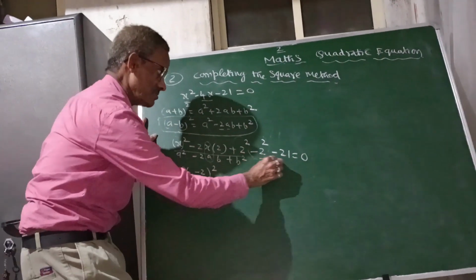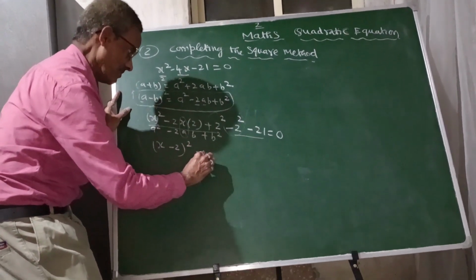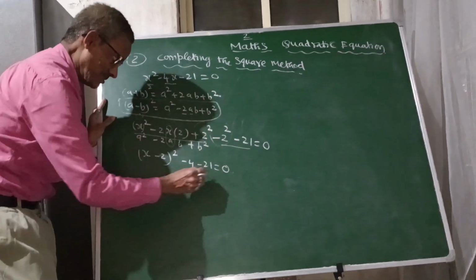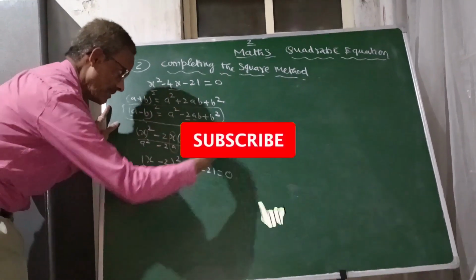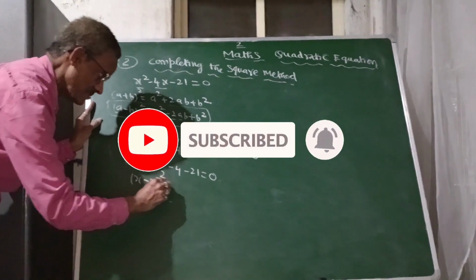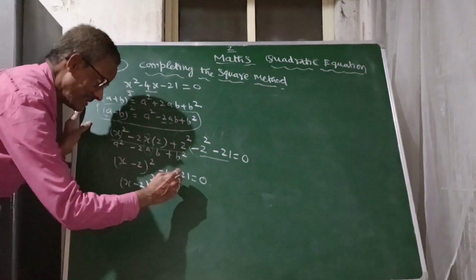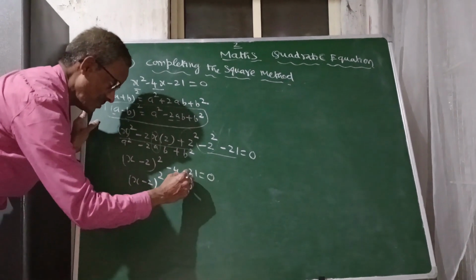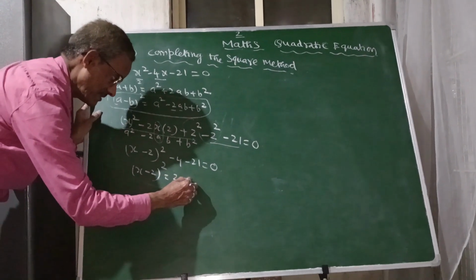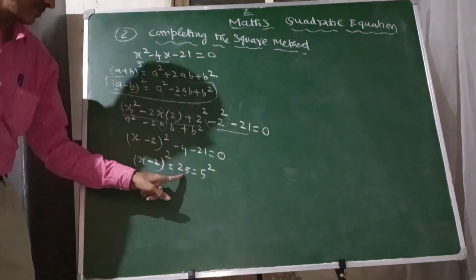Then the other things you simplify. Minus 2 square is nothing but minus 4, and minus 21 equal to 0. Now both are minus, so take that number to the other side. You can write it as (x minus 2) whole square, 4 and 21 both are minus so you add them up. So 25, minus 25 goes to the other side and becomes plus 25. Now this can be written as 5 whole square. Yes or no? Because 5 fives are 25.